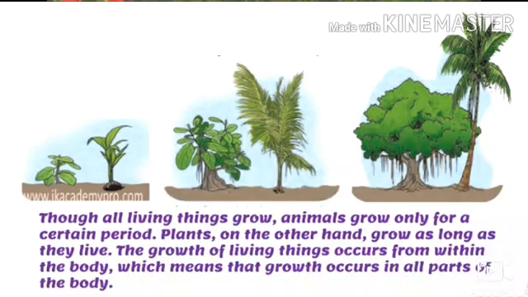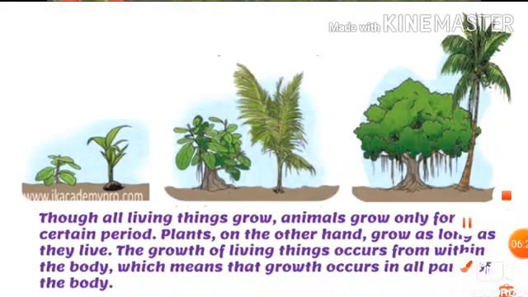The growth of living things occurs from within the body, which means growth occurs in all parts of the body. Animals have an age limit for their physical growth. Though there is a limit for physical growth, meaning outside growth, internally there is continuous growth. But in plants, there is continuous growth as long as they live, in their height, weight and so on. So that is the characteristic of living things, growth.